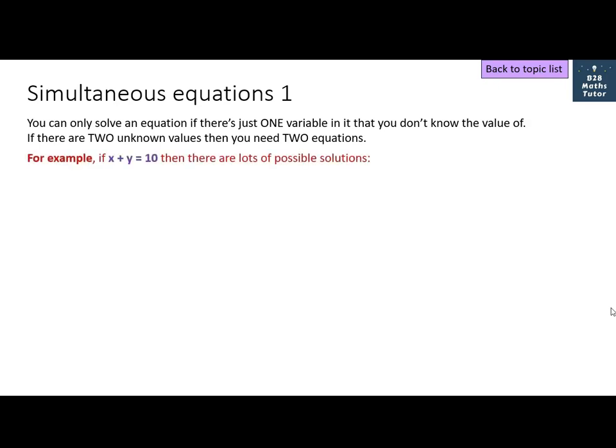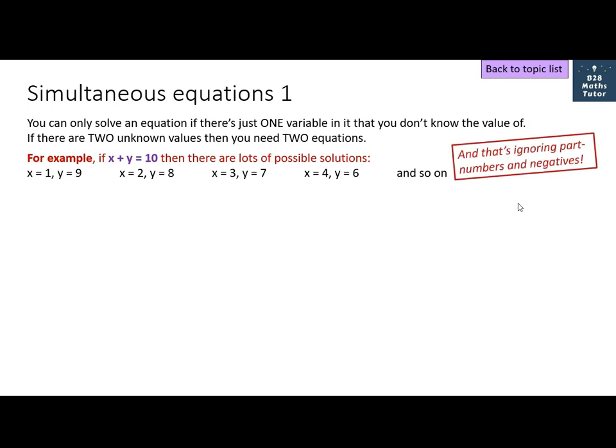So, for example, if you know that x plus y equals 10, you've got loads of solutions to that. If x is 1, y is 9. If x is 2, y is 8. If x is 3, y is 7, and so on. And that's without even thinking about halves and quarters and decimals and negative values. So in fact, there are an infinite number of solutions.